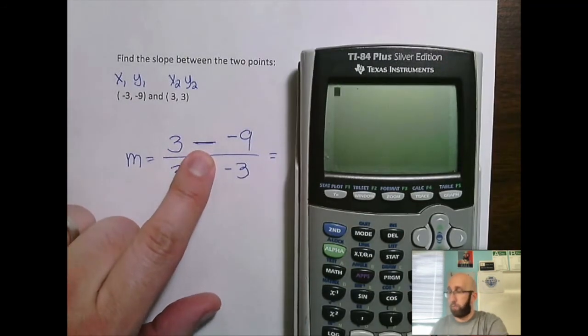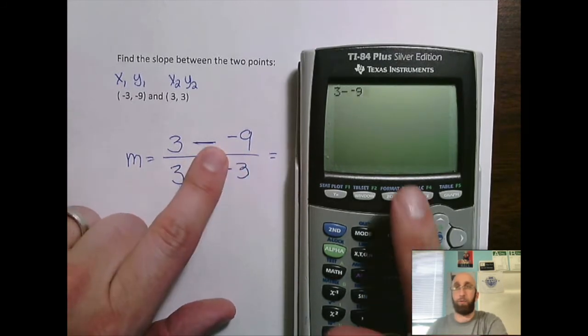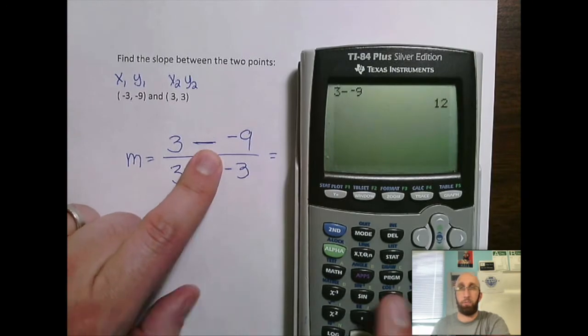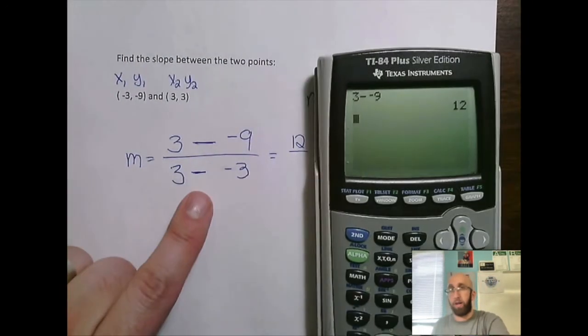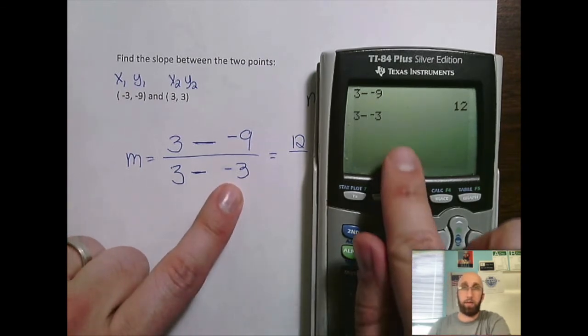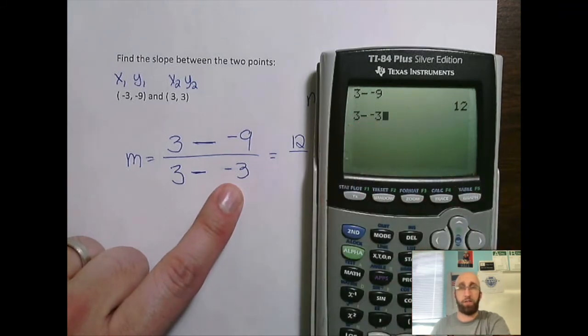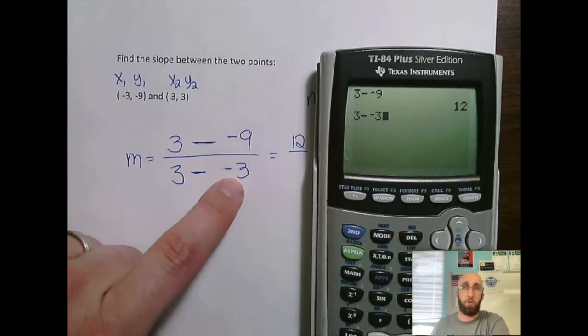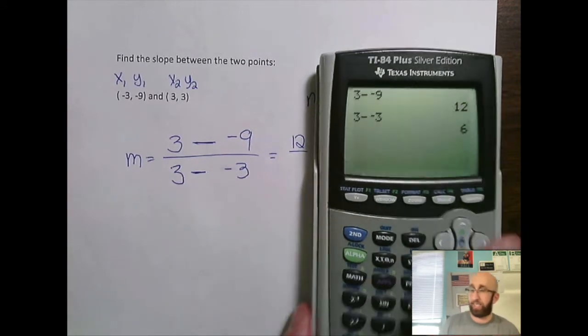So you would have 3 subtract negative 9, which is going to leave you with a 12. And then on the bottom, we got a 3 subtract negative 3. There is a difference on these signs. See how the subtractions are long? The negatives are short. So negatives go with numbers. Subtraction is our operation. 6.